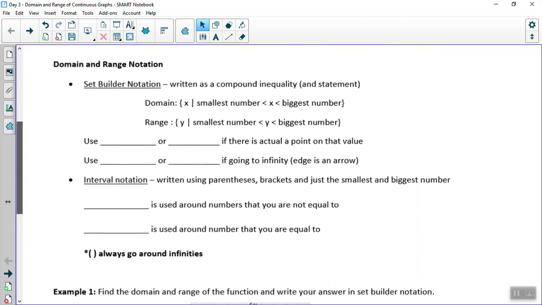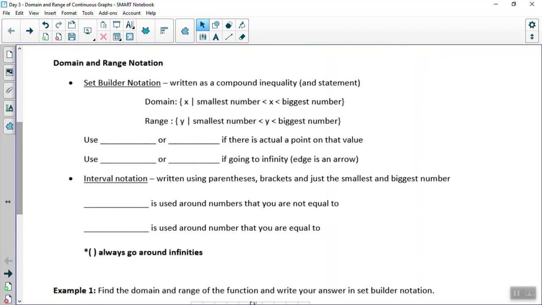All right, set builder notation. So this is what we'll be focusing on the most. Okay, so in set builder notation, it's written as what we call a compound inequality. So our domain is written this way. Our x such that our smallest number is less than x less than our biggest number. It's always going to follow that pattern. The only thing that might change is if you have to put an or equal to underneath those symbols, depending on your circles. Range, same pattern, only instead we have a y in those two spots instead of x.